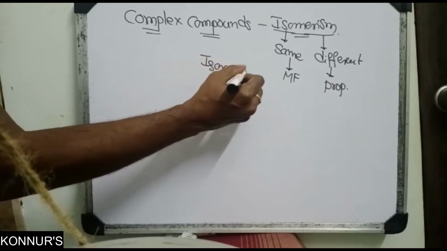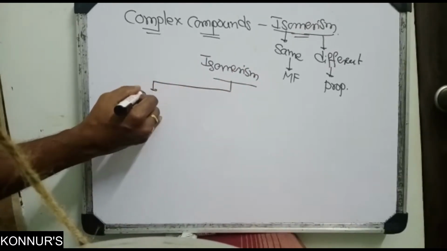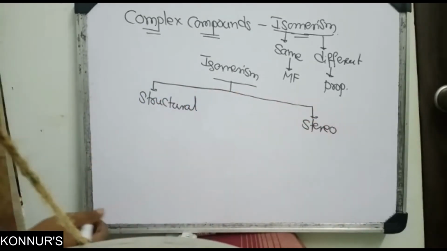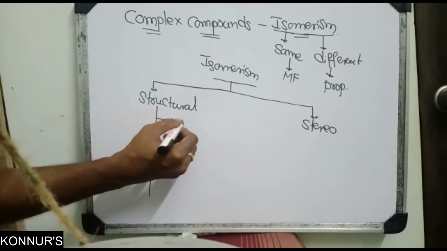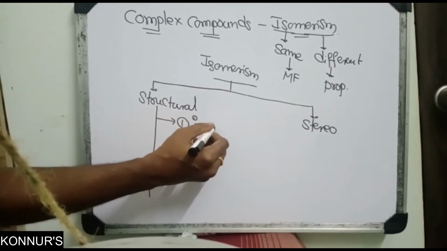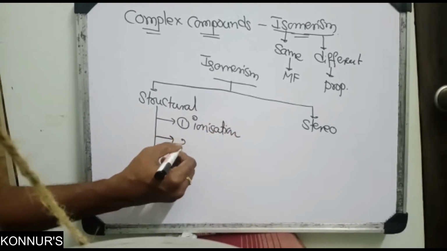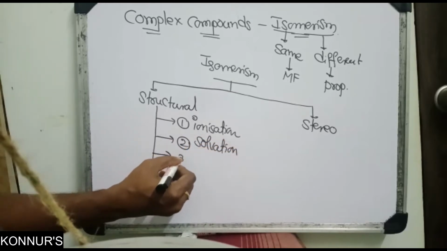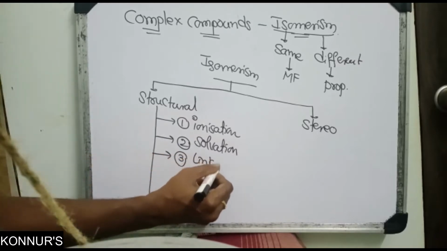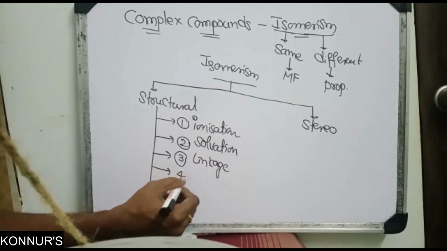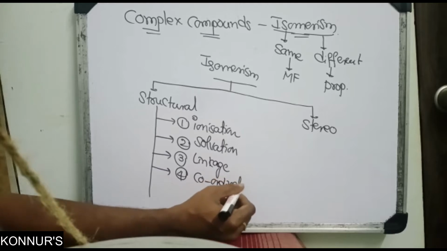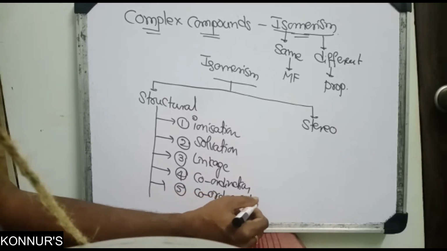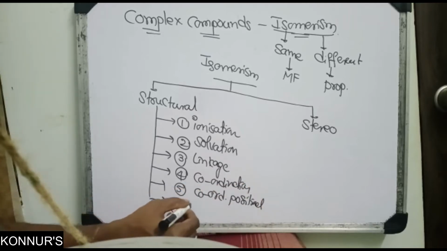So isomerism is classified into two types. Mainly one is structural isomerism. Next, the second one is stereoisomerism. Again, structural is classified into: one, ionization isomerism. Second, hydration, otherwise solvation isomerism. Third, linkage isomerism. Fourth, coordination isomerism. Fifth, coordination positional isomerism. Next, sixth one, polymerization.